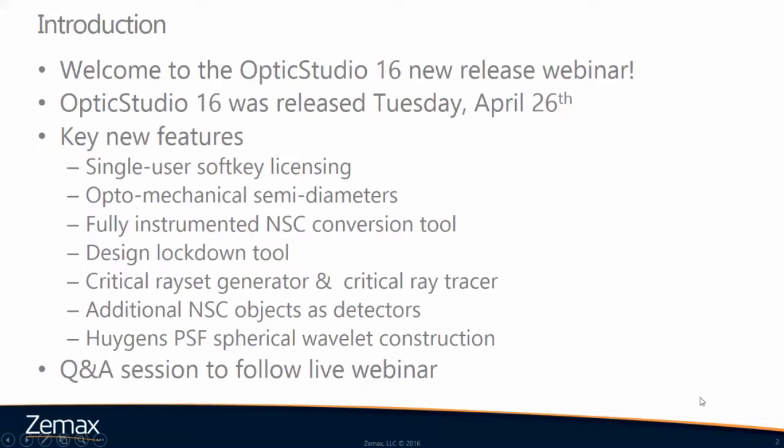OpticStudio 16 was released Tuesday, April 26th. The key new features available are single user soft key licensing, several features related to manufacturability, including Opto-Mechanical Semi-Diameters, an improved non-sequential conversion tool, a design lockdown tool, two related tools, a critical ray set generator and a critical ray tracer, additional non-sequential objects as detectors, and a new wavelet construction method for the Huygens PSF.